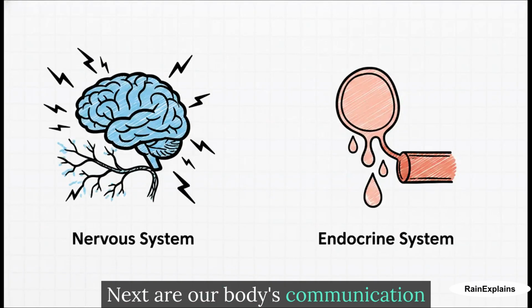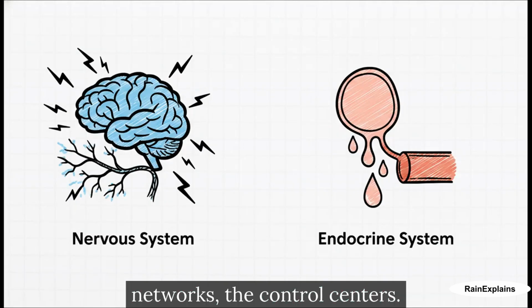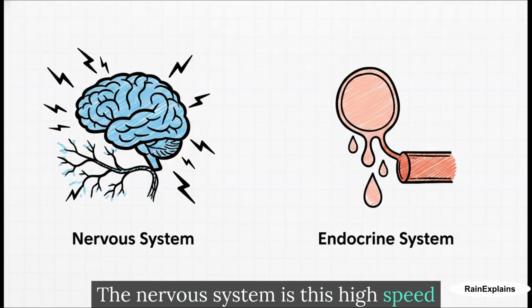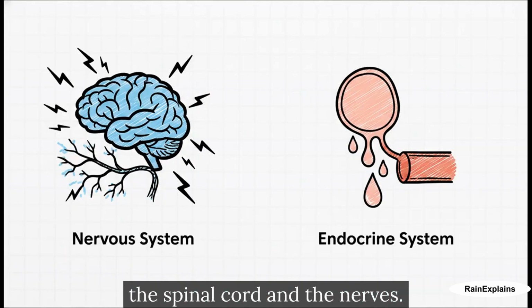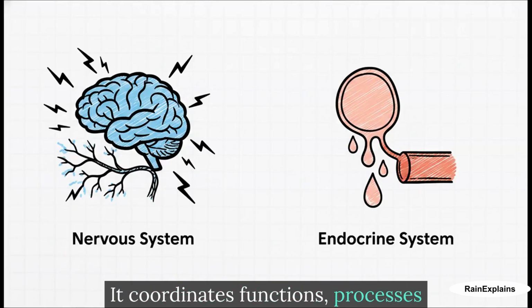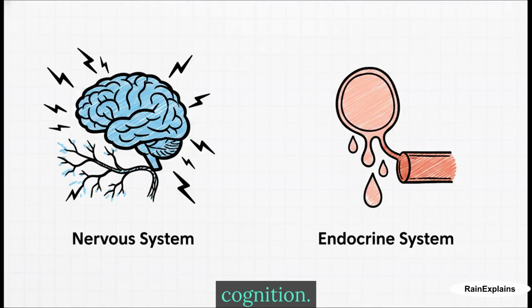Next are our body's communication networks, the control centers. The nervous system is this high-speed electrical network featuring the brain, the spinal cord, and the nerves. It coordinates functions, processes sensory perception, and controls cognition.